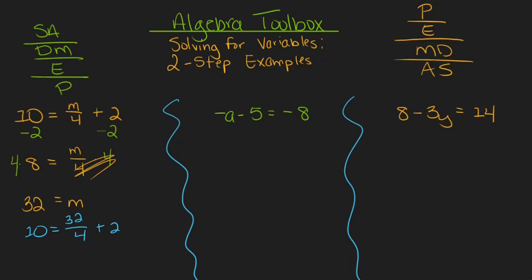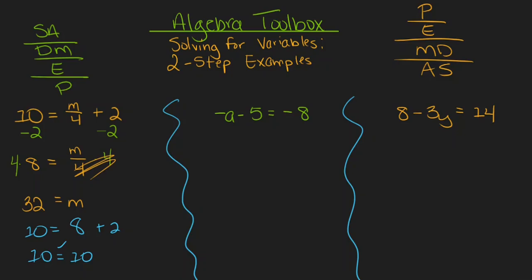There, that tells me that I have to do multiplication and division before I tackle addition and subtraction. So I'll start by changing 32 divided by 4 into 8. Then I can complete this addition. 10 equals 8 plus 2, which is 10. And 10 is in fact equal to 10, so I know that I've done my work correctly and that the value of m truly is 32. Let's take a look at our next example.